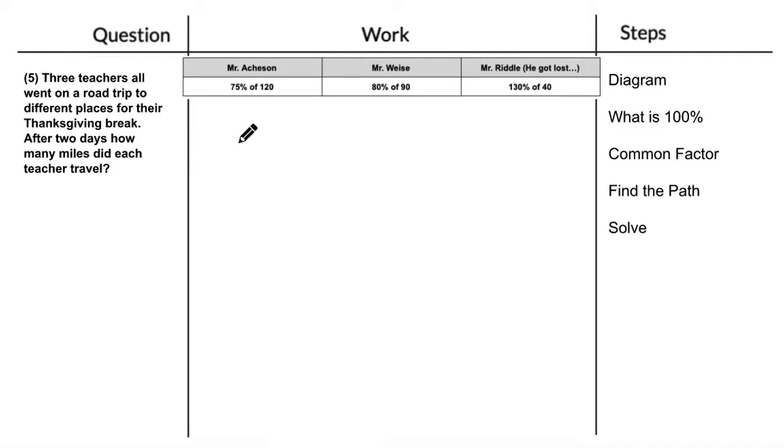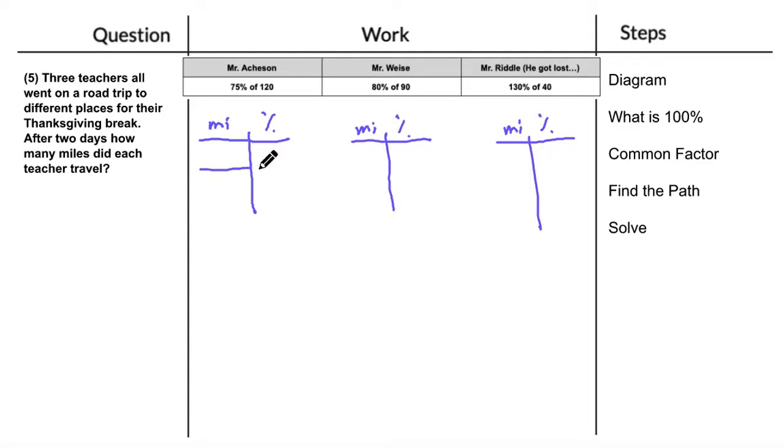So as we're working through this one, I'm going to go ahead and set up diagrams for each of the different teachers and their travels on their Thanksgiving break. For this one, we're trying to figure out what 75% of 120 miles is. In this one, we're trying to find 80% of 90 miles. In this one, we're trying to find 130% of 40 miles.